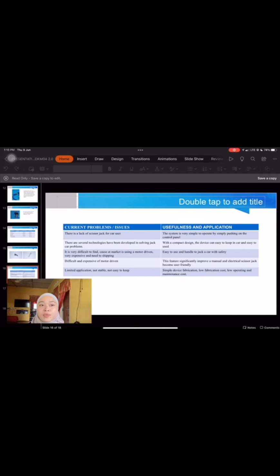Like what I said, it is very difficult to find because the market is using a motor driver and it is very expensive and needs shipping. Easy to use, and this product is easy to use and handle to jack a car with safety. Others are limited in application, not stable and not easy to keep. And my product has simple device fabrication, low fabrication cost, low operating and maintenance cost.